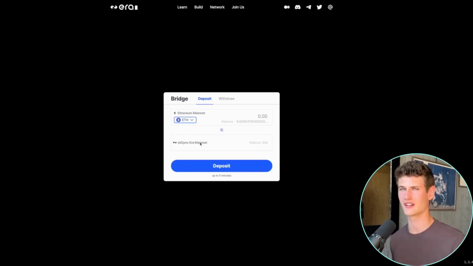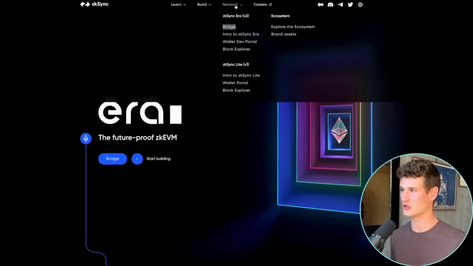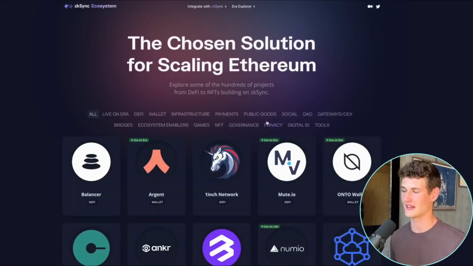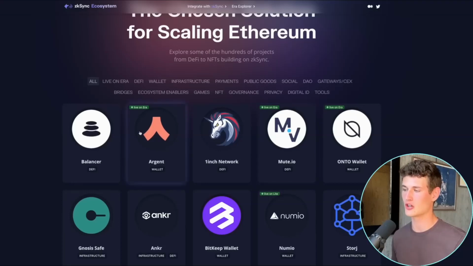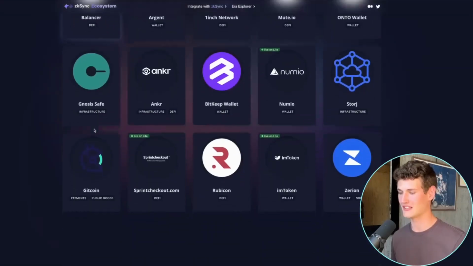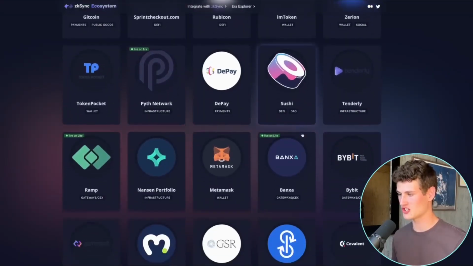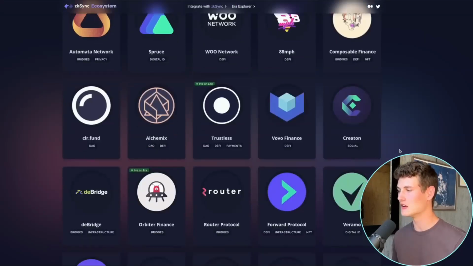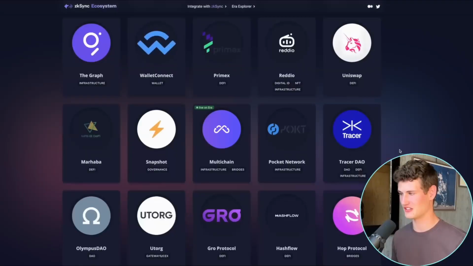And where can we see what kind of dApps we can actually interact with? Well, if you head to the home page of zkSync, go up to network here and press on explore the ecosystem, you're able to view a lot of the different dApps that either already have launched or are working on launching here on zkSync Era. We can see that mute.io and Argent already have launched, but a lot of other protocols like 1inch, Balancer, Anchor, and if you scroll down, SushiSwap, Yearn Finance, I know Uniswap is also here, Curve Finance, Chainlink, pretty much all of the large DeFi protocols.